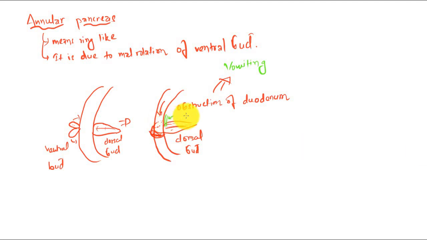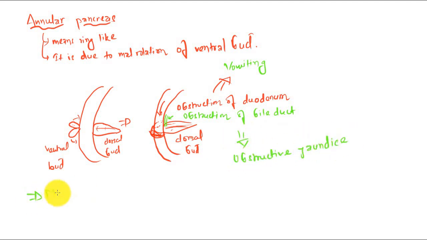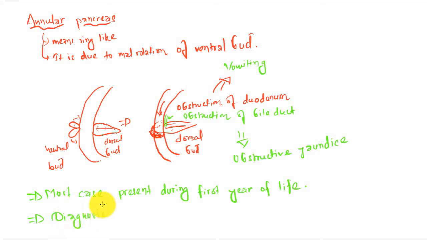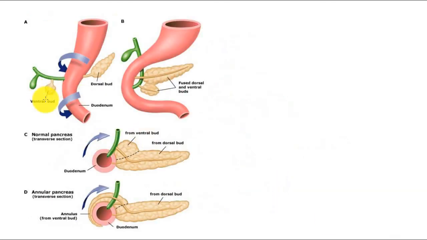It may also cause obstruction of the common bile duct, leading to obstructive jaundice. Most cases present during the first year of life, and diagnosis is made by contrast radiological studies. So this is how the ventral and dorsal ducts fuse together, but you can see here the annular pancreas surrounding the duodenum, causing duodenal obstruction and common bile duct obstruction.